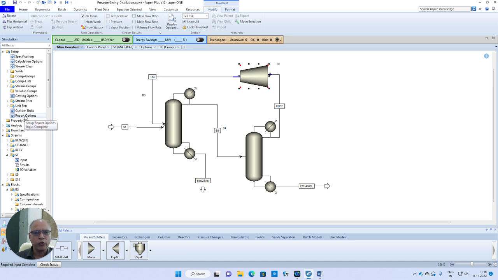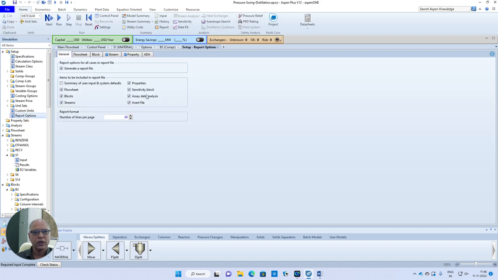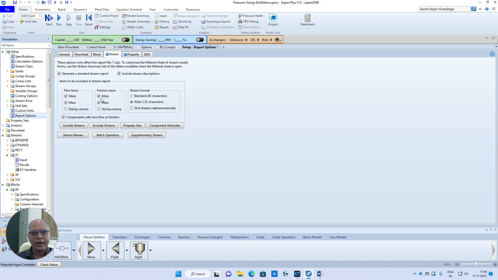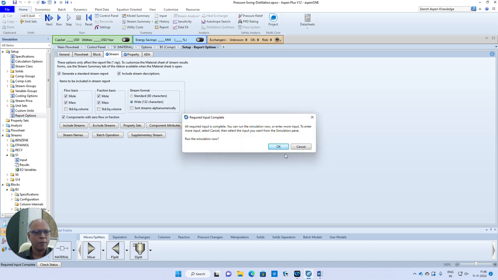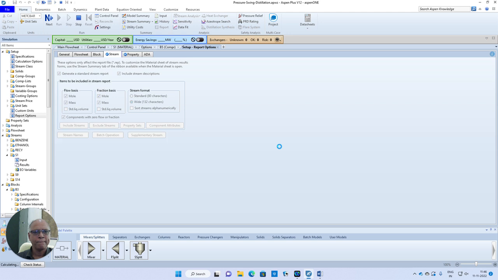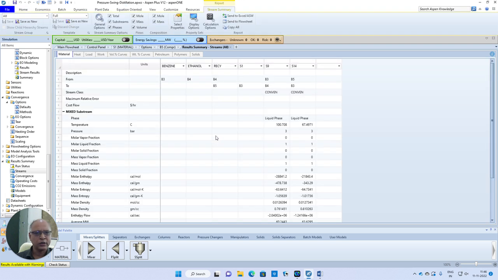Sometimes in the report, we may not be able to see the mole and mass flows. So go to setup, expand this, report options, go to stream, and click on mole, mass, whatever you want to appear in your report. With this, we are now ready to run the problem. So let me say next. There were some warnings, but still you should be able to get your results.